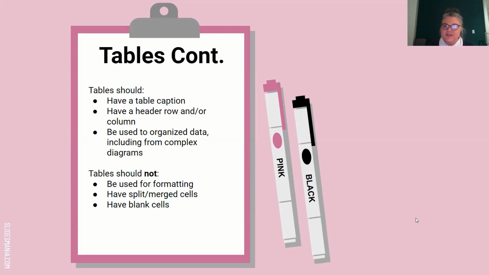Tables should not be used for formatting. So if you're using tables to organize information on a page and make your graphics, or your LMS homepage or course page, look clean, there are ways to do that with HTML that are better and more appropriate for screen readers. You should not split or merge cells. Screen readers really struggle with that. And you should not have blank cells. Put in NA, not applicable, or repeat information.